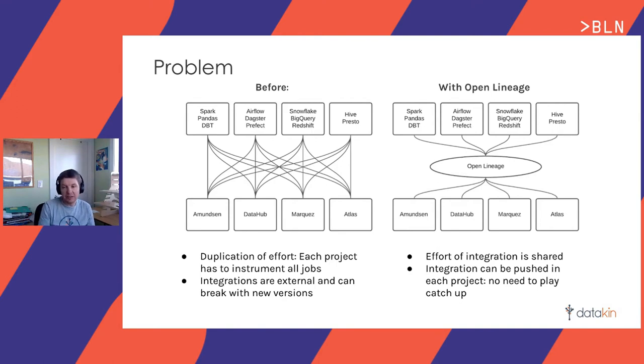In software design, this is known as inversion of dependency. Instead of having each of those lineage-interested consumer projects depend on each of those producing projects, all of the projects depend on OpenLineage, and everybody depends on OpenLineage, which removes this N squared, so to speak, dependencies here.